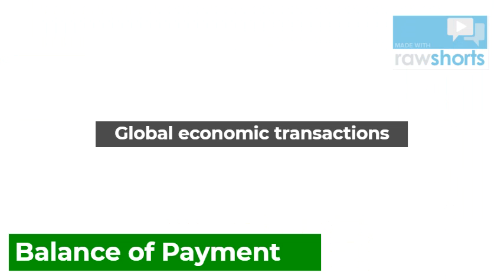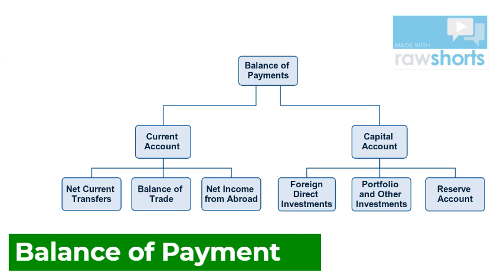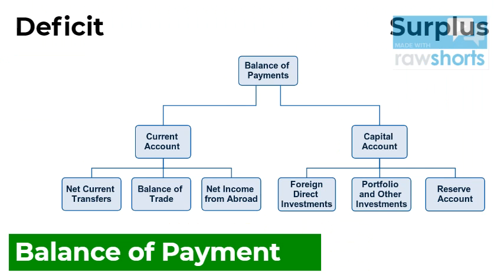Balance of payment refers to the total economic transactions between a nation and the rest of the world. Balance of payment has two major accounts, current and capital. The current account records exports and imports of goods and services, as well as unilateral transfers. The capital account records transactions of purchase and sale of foreign assets and liabilities during a particular year. Any transaction that leads to a payment is considered a deficit. Any transaction that leads to a receipt is considered a surplus.